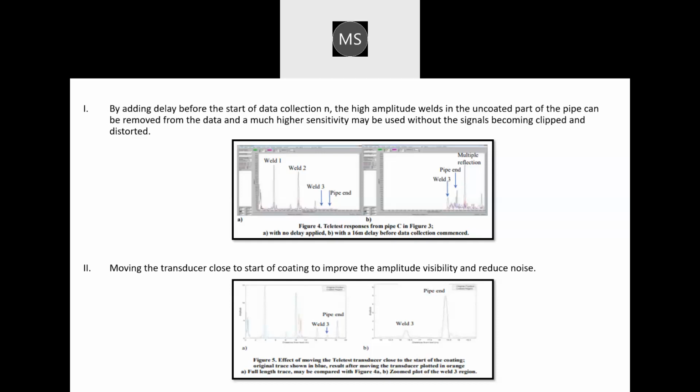Secondly is by moving the transducer close to the start of coating to improve the amplitude, visibility, and reduce noise. As we can see on the left side of the graph, the full length trace may be compared with figure 4A, and on the right side, a zoom plot of the weld region.